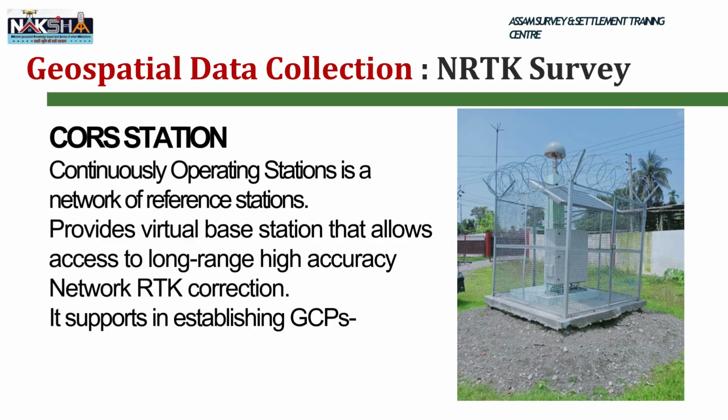Once we have understood NRTK, it becomes important to explore the role of CORS stations. A CORS network consists of multiple reference stations that operate continuously to provide highly accurate positioning information. CORS stations create virtual base stations, allowing rovers to access long-range, high-accuracy network RTK corrections in real time. These corrections are essential for establishing ground control points, or GCPs, conducting precision surveys, and supporting a wide range of geospatial applications where accuracy is critical.